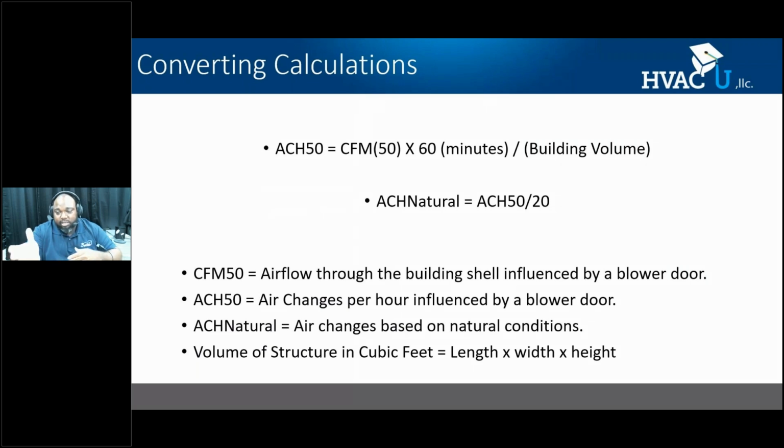So at ACH50, we talked about converting that. We take the CFM50 times 60, multiply that together, and then divide by the building volume. All right. If we want to get from ACH50 to ACH natural, we take the ACH50 number and divide it by 20. Right? Divide it by 20. And some calculations actually require the ACH natural, so it depends on which software program you're going to be using.